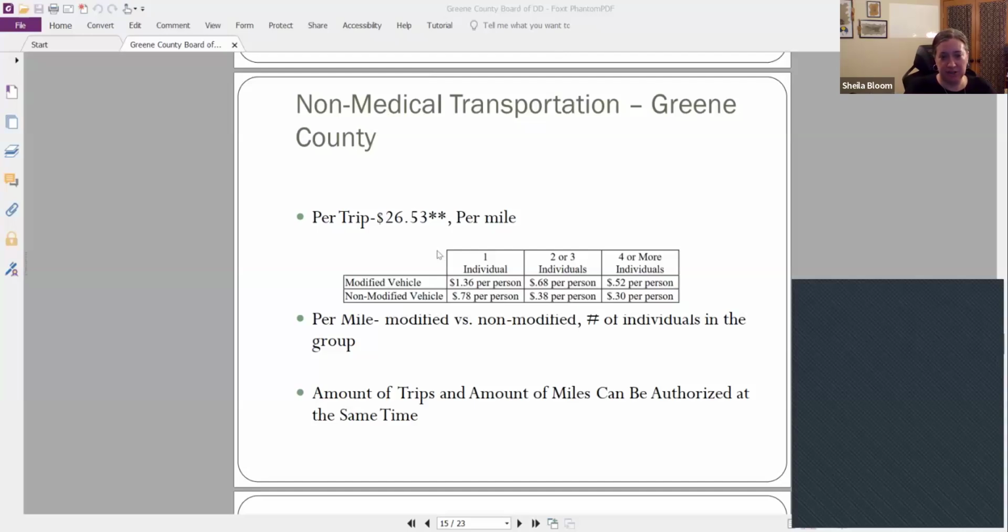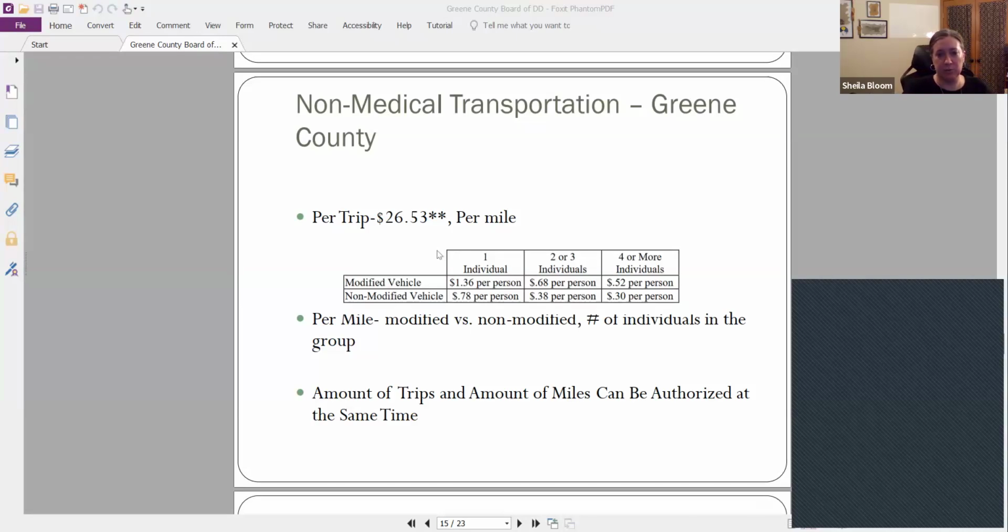Per mile, you can see that rate in the chart there. It might be a little hard to see on the screen, but the difference between a modified and a non-modified vehicle is, are there structural changes that need to be made to the vehicle in order to safely transport an individual? The best example of this is tie downs for a wheelchair. Does an individual require tie downs to be safely transported? If they do, that becomes a modified vehicle.